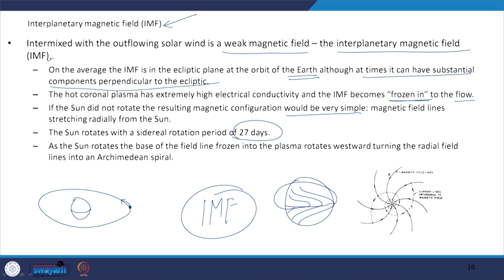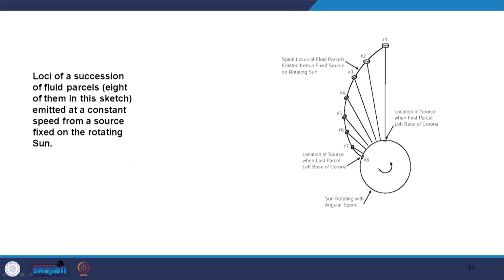As the sun rotates, the base of the field lines frozen into the plasma rotates westwards, east to west, turning the radial field lines into an Archimedean spiral. If you take a packet of plasma which is being thrown out into interplanetary space, since the sun is rotating, this packet of plasma will not go out in a radially outward direction; rather, it has a velocity component like this. What is being drawn is the loci of a succession of fluid parcels, 8 of them in this sketch, emitted at a constant speed from the source with the source fixed on the rotating sun.